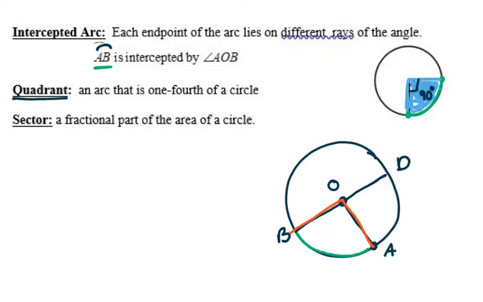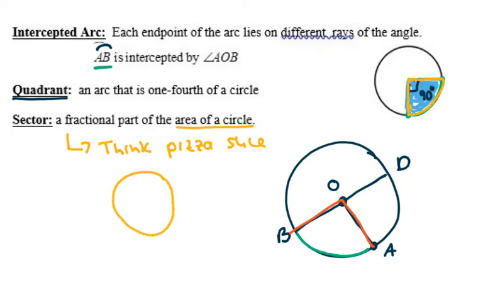The last one we're going to talk about here is going to be a sector. And a sector is going to be a fractional part of the area of the circle. So we can see here that I've shaded in this blue piece. And that blue piece, that shaded section, is going to represent that specific area of the circle. And that is going to be a sector. When I think of a sector, I'm thinking of a piece of pizza. So think of an actual slice of pizza there. So if this was my circle, there's my center, that is going to be my sector.